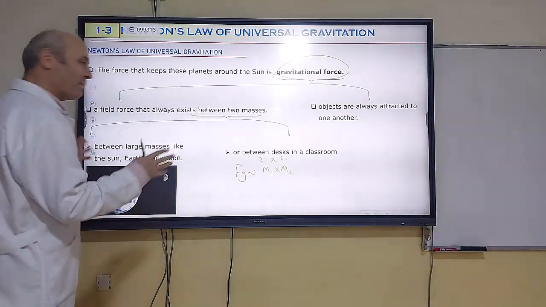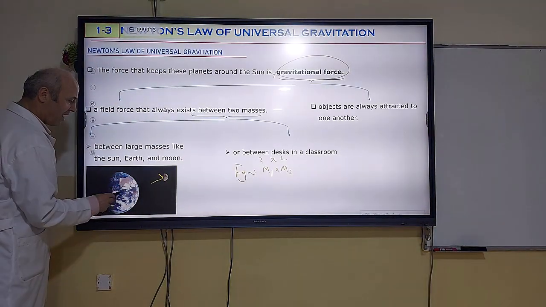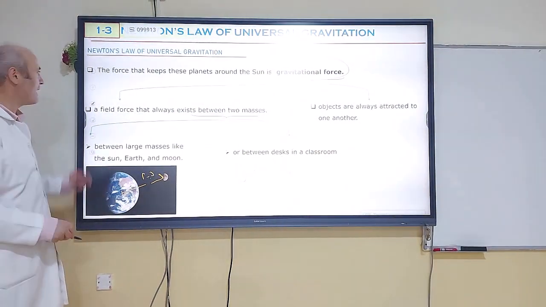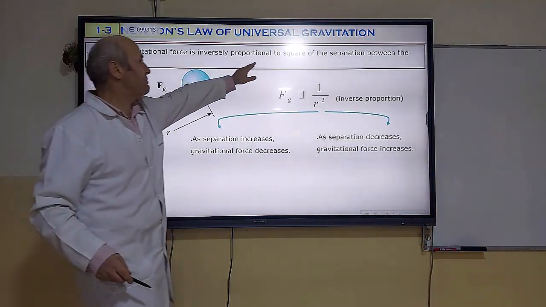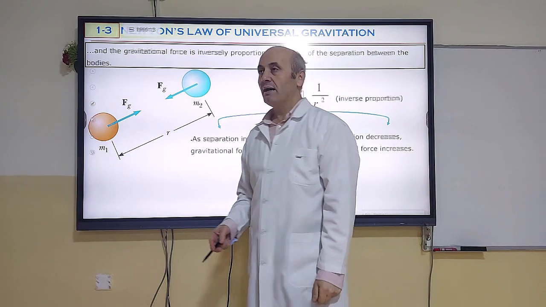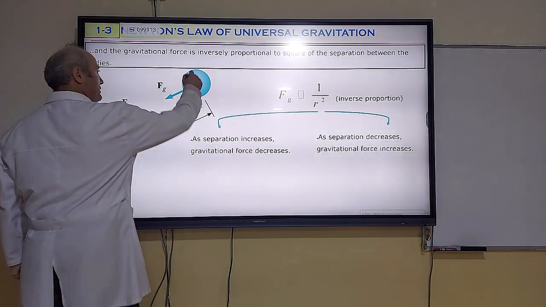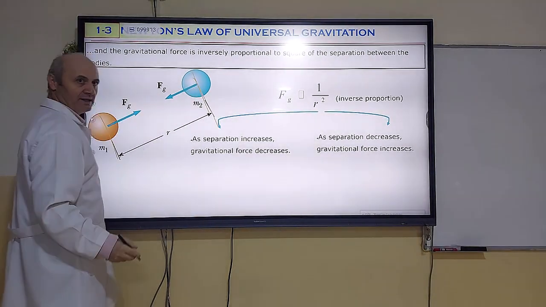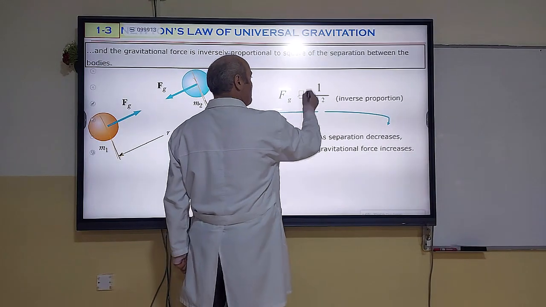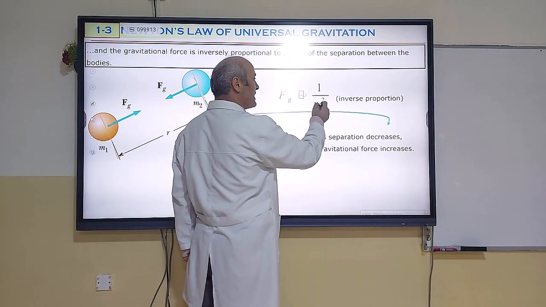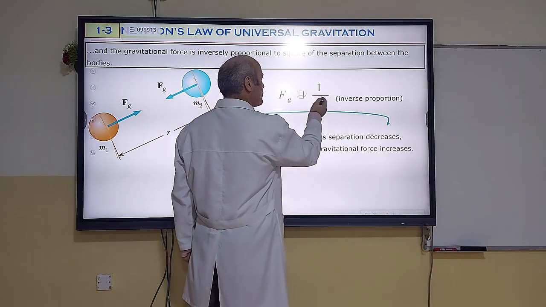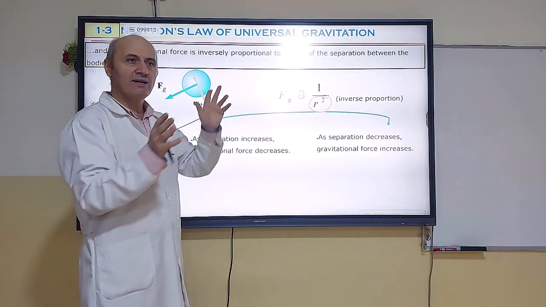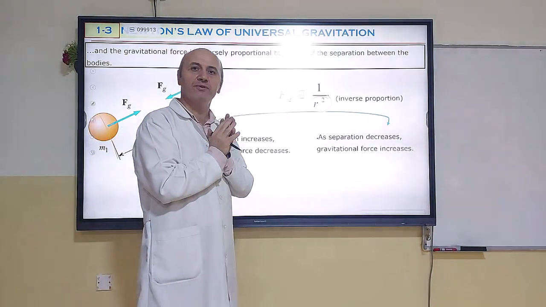Second fact: the separation between the objects is important. How far these two objects are from each other, which is the distance between them, is also a factor. The gravitational force is inversely proportional to the square of the separation between the bodies. I will take the distance from the center of one mass to the center of the other, so gravitational force is inversely proportional to the square of distance, 1/r squared. Inversely proportional means the quantity must be in the denominator. As distance increases, force decreases. As distance decreases, force increases.